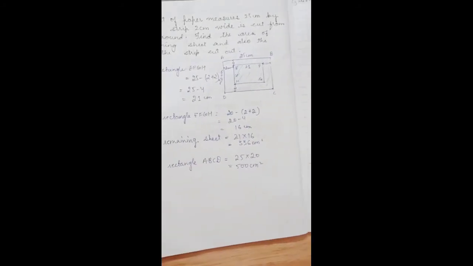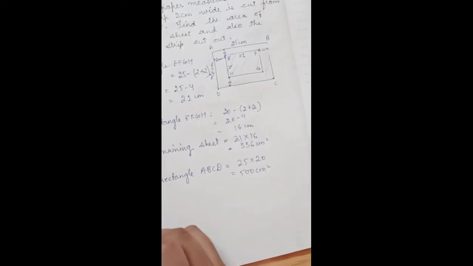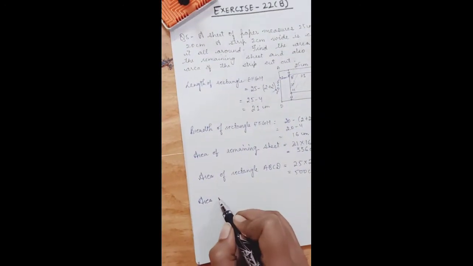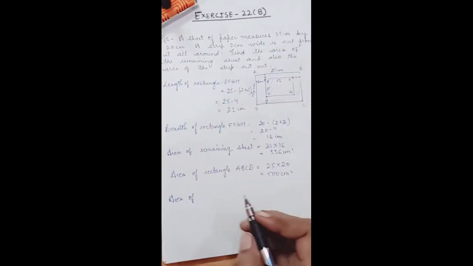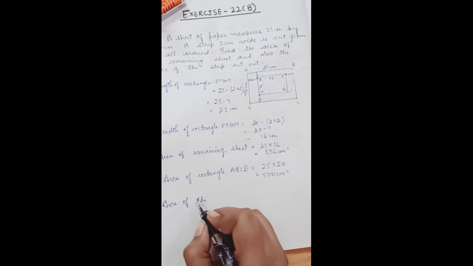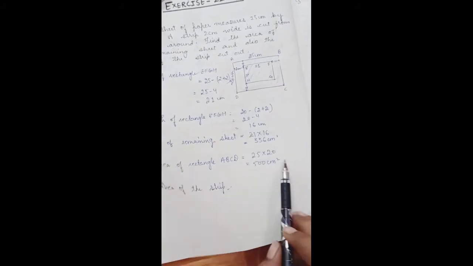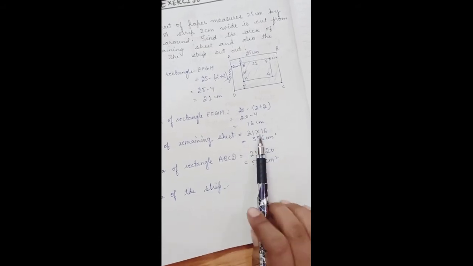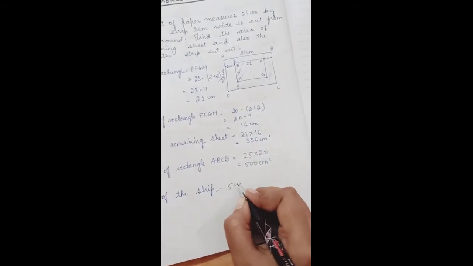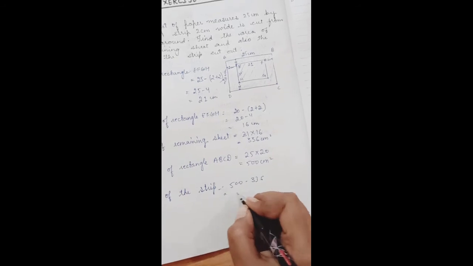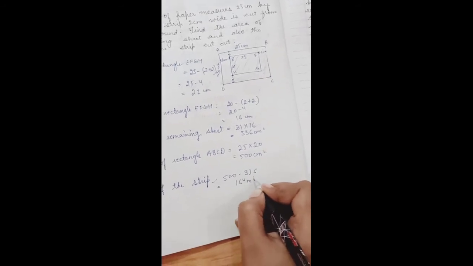Now area of the strip. Area of the strip, area of a bigger rectangle minus area of smaller rectangle, 500 minus 336, we get 164 centimeters square.